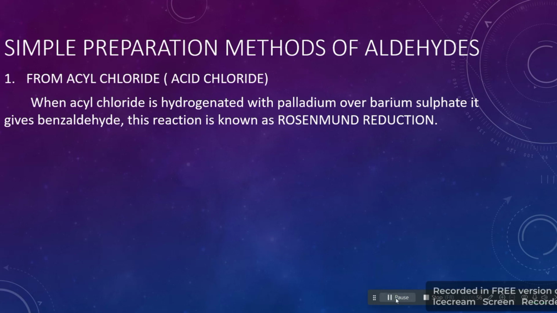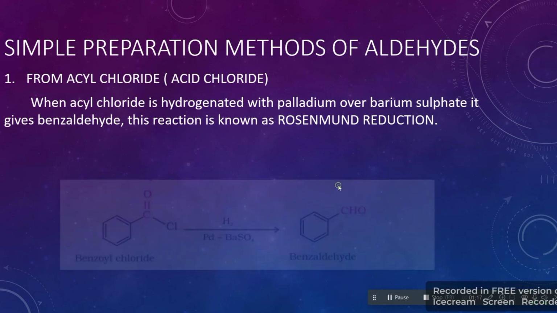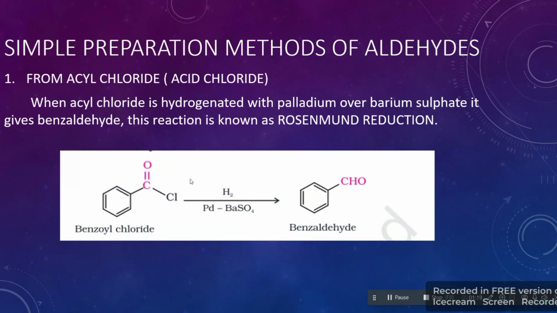First method is from acyl chloride. Acyl chloride is also known as acid chloride. When acyl chloride is hydrogenated with palladium over barium sulfate, it gives benzaldehyde. This reaction is known as Rosenmund reduction. Okay, here is the reaction of Rosenmund reduction. See, benzoyl chloride is hydrogenated over palladium and barium sulfate and gives us benzaldehyde.